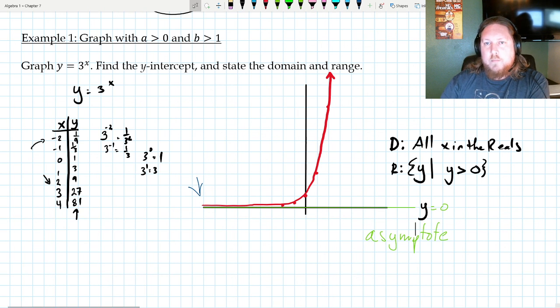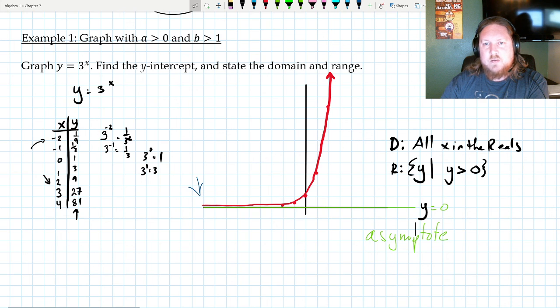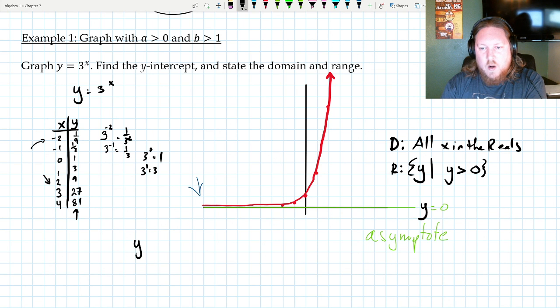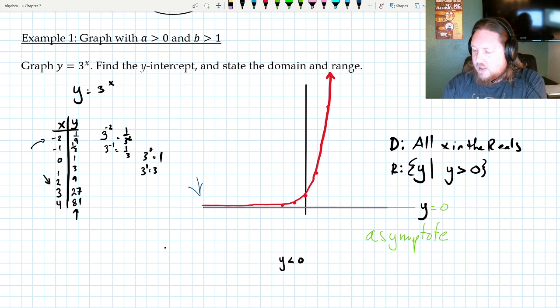Now, this video is getting a little long here, but I do want to show what happens when you have a negative. Like this, the shape is different. If I were to have y equals negative 1 times 3 to the x, it's going to go down forever, and we'd have y is less than 0 in that case. But we'll probably see that in an example coming up.